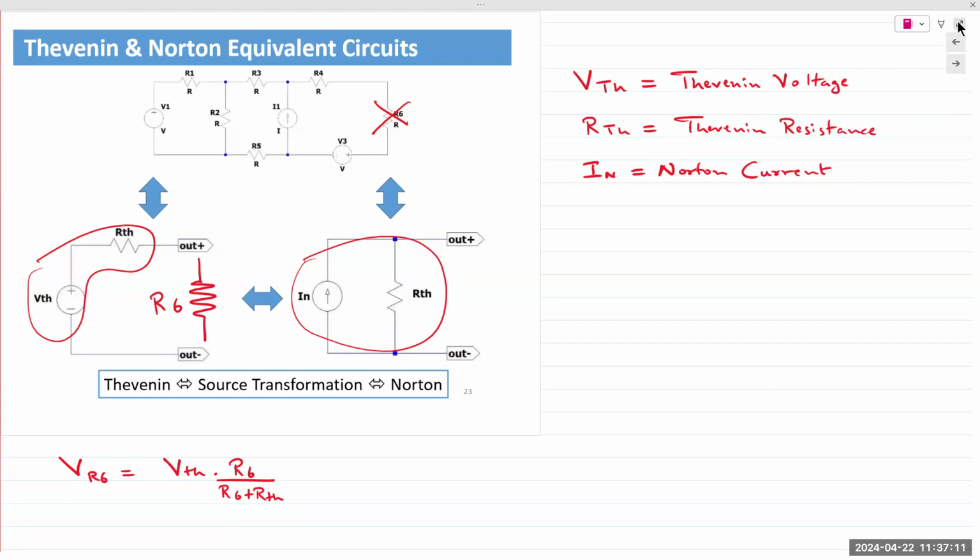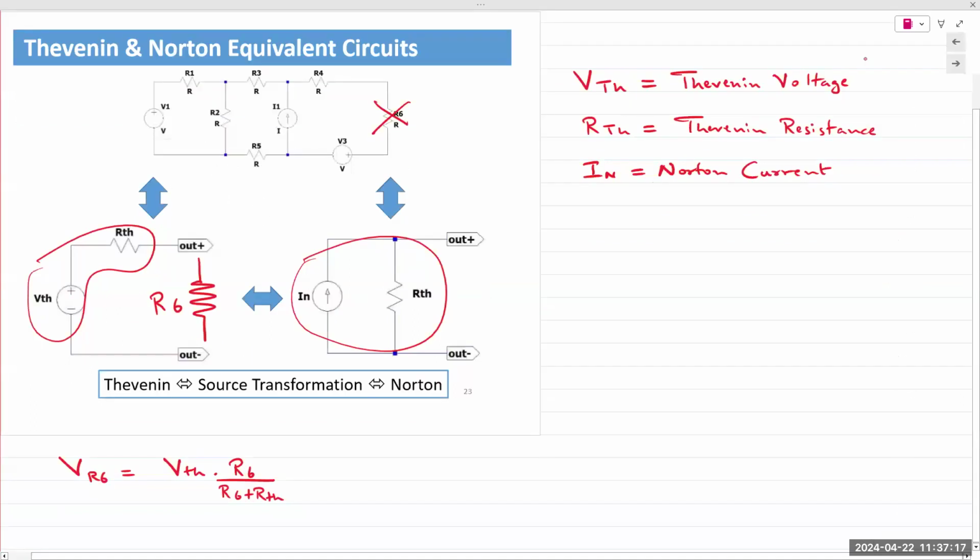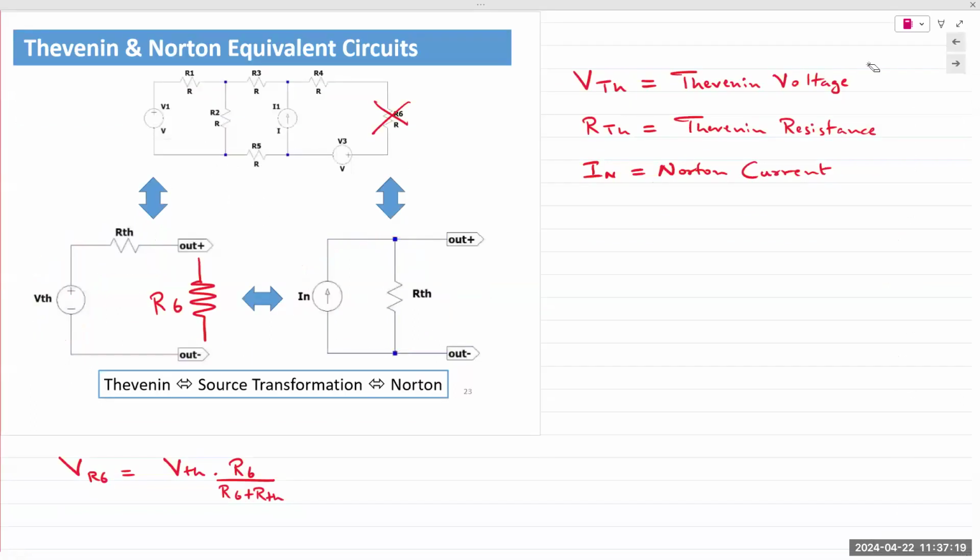And so we can perform analysis on the circuit using the techniques that we already studied. This is not a new analysis technique. Thevenin and Norton equivalent circuits is a new concept based on two theorems, but it is not a new analysis technique.